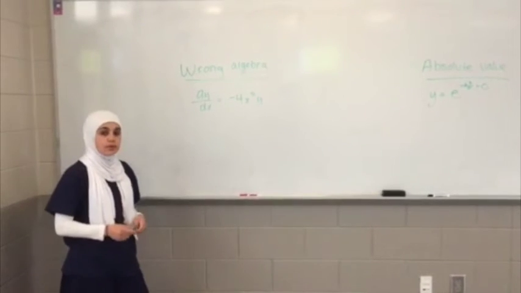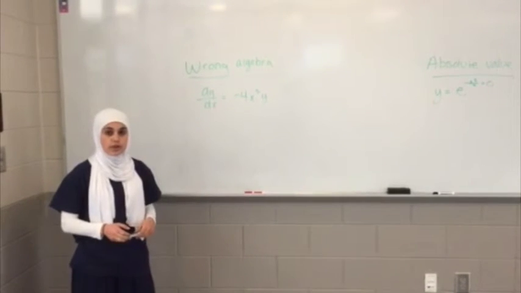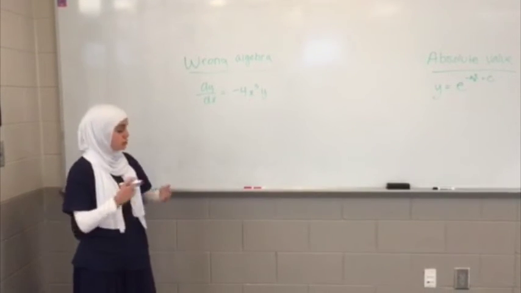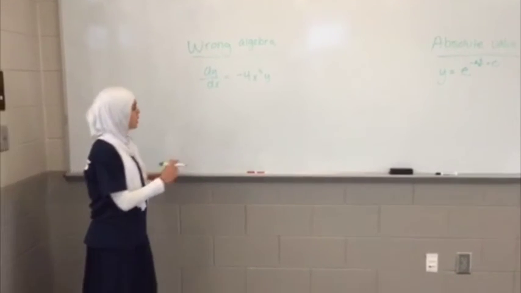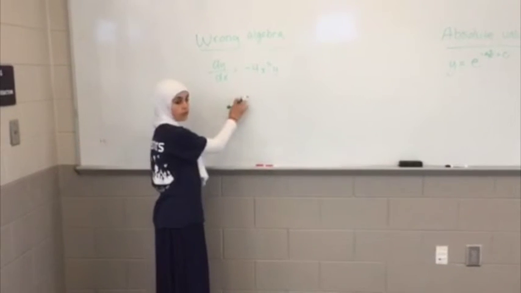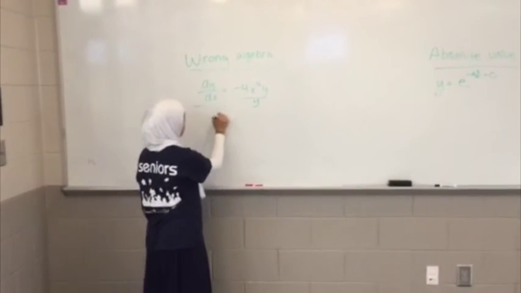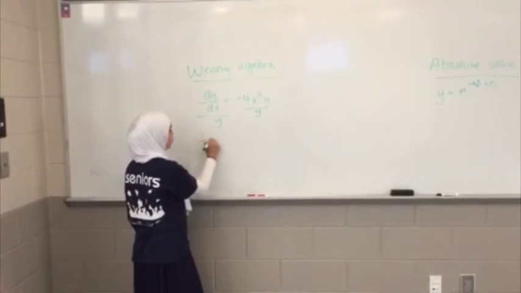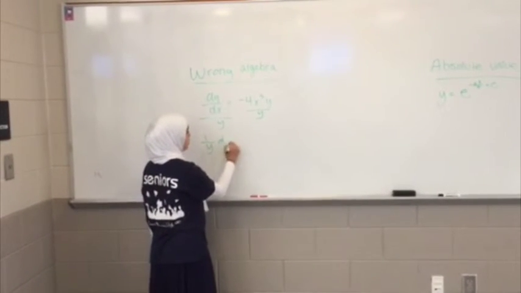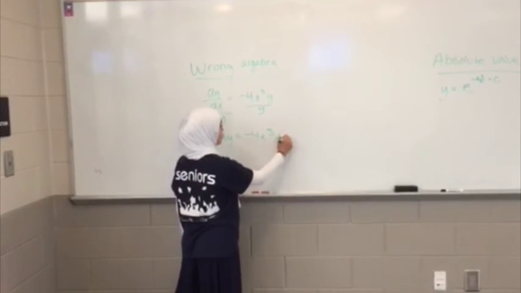Okay, separable DEs are really easy problems, but if you mess up on your algebra, then it could turn into a total disaster. So right here, you really need to be careful on whether to divide by y or multiply it. In this case, we would divide it. And we would be left with 1 over y dy equals negative 4x to the 5th dx.